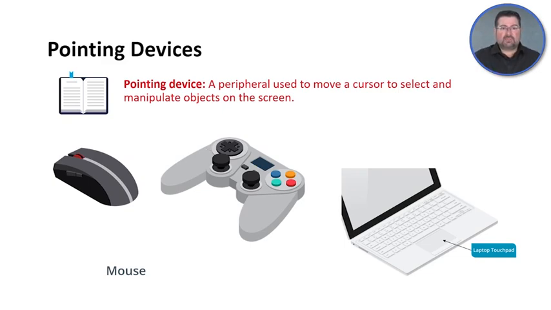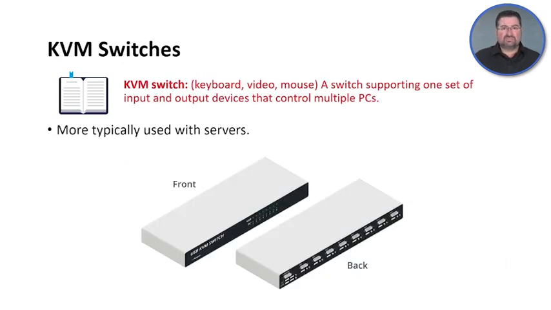All right. A pointing device is a peripheral used to move a cursor to select or manipulate objects on a screen. We can use a joystick. We can use a touchpad. We can use a mouse.